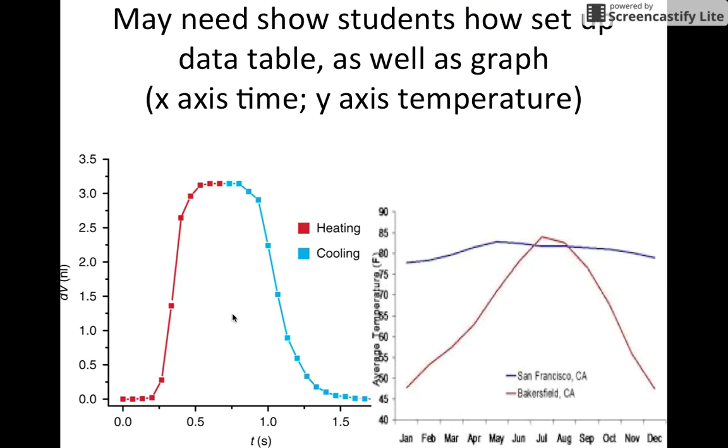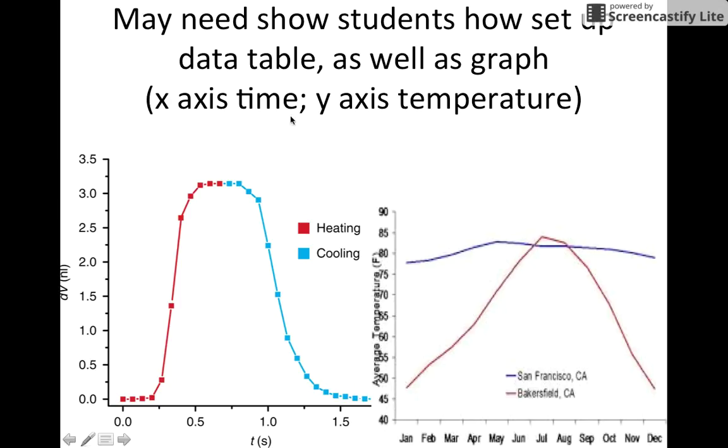All right, so they'll probably need some help setting up a data table. Just guide them on that. 2 columns, one for time, one for temperature. Help some groups initially with collecting data, making sure they're keeping careful track of time. And then graph and send a graph, making sure X is for time, Y is for temperature. You may need to guide them through that.